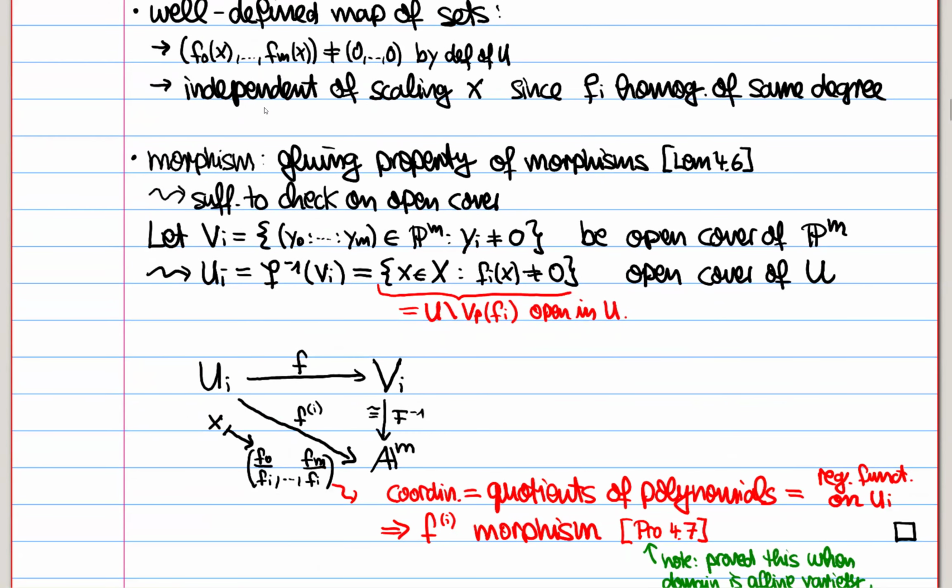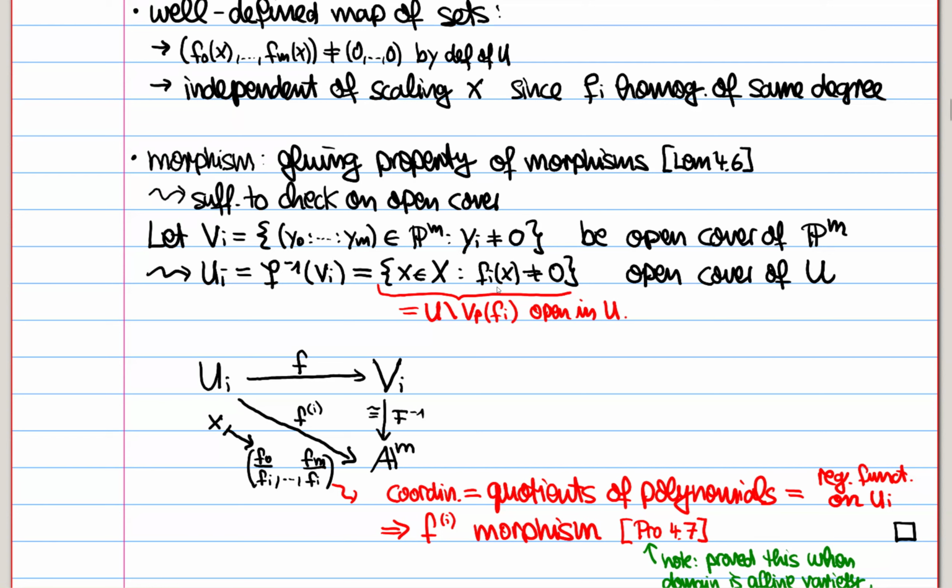And for the cover of Pm, we just take the standard open cover, and we call it now Vi to distinguish it from the pre-images. So let's say Vi is the set of points in Pm such that the ith coordinate is non-zero. This gives you an open cover of Pm. And then the pre-image under this map, well, this is just saying the ith component of the map gives something non-zero.